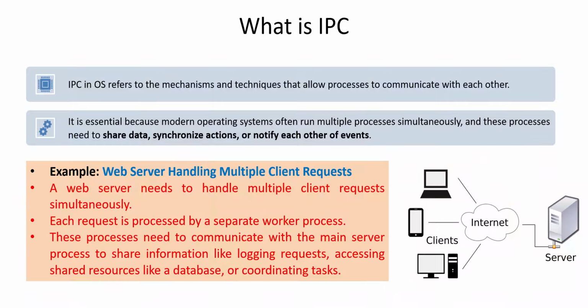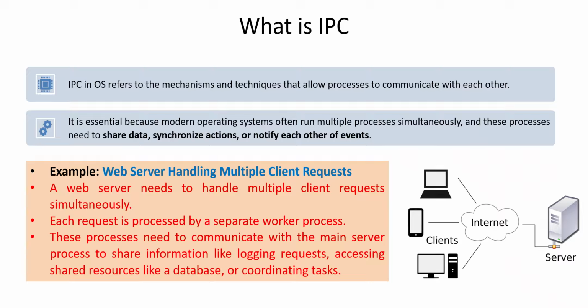What is IPC? Let us define IPC. Inter-process communication refers to the mechanisms and techniques that allow processes to communicate with one another. Suppose we have two processes, process A and process B. If process A needs to send some information to process B, there must be some communication mechanism between them. So IPC provides this mechanism.